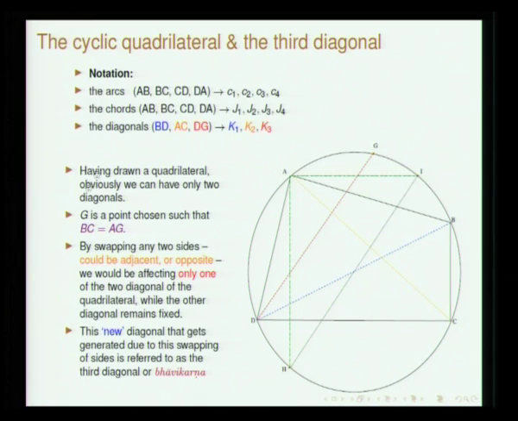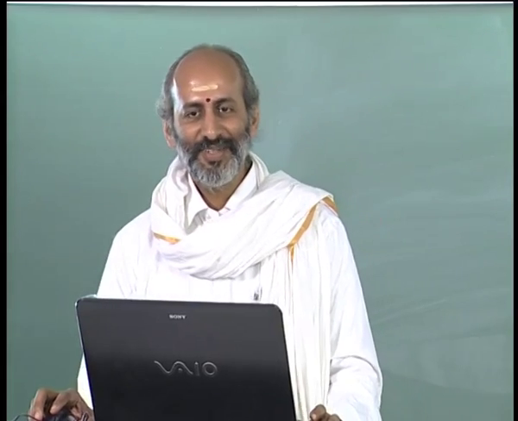Okay. So, cyclic quadrilateral. In fact, yesterday someone was asking, what do you mean by third diagonal of a cyclic quadrilateral? After all, when you have a 4-sided figure, you can have 2 diagonals. So, we will introduce that now.